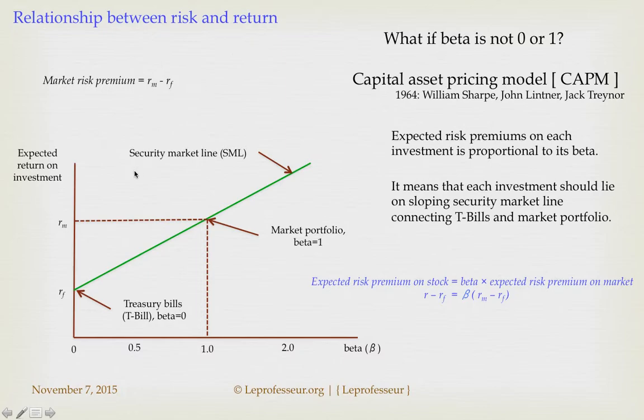Okay, so as we have seen, RF, the risk-free rate, means that we have almost no risk if we invest all our money in T-bills, and the beta is zero. Beta is nothing but the representation of the risk, right? In the market portfolio, you collect what the market is offering in return and risk. So we say that the beta is 1 for the market portfolio.